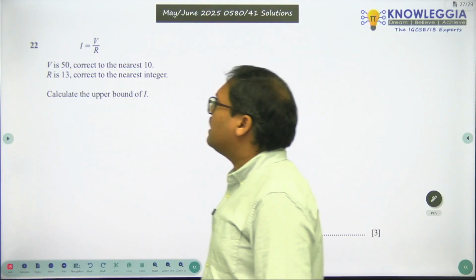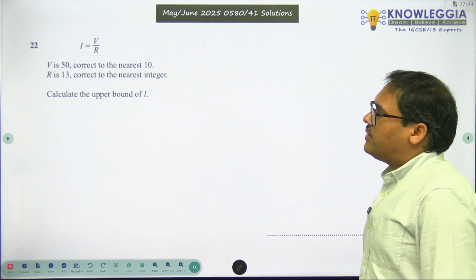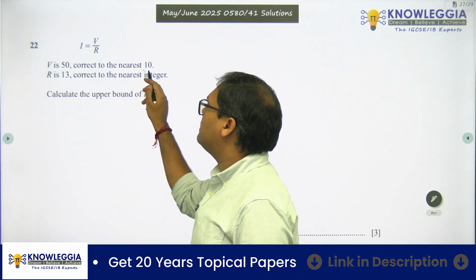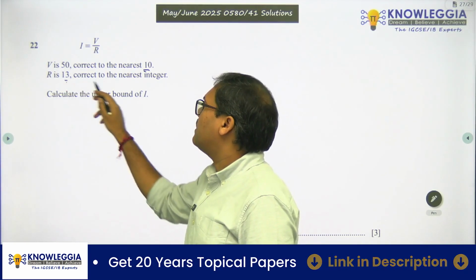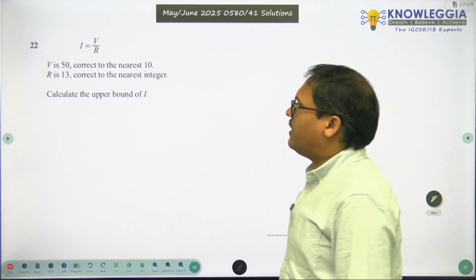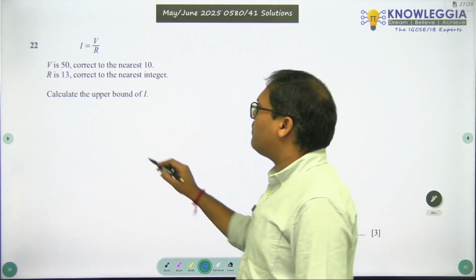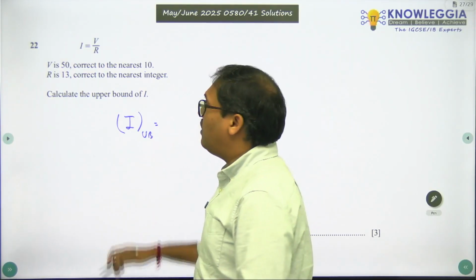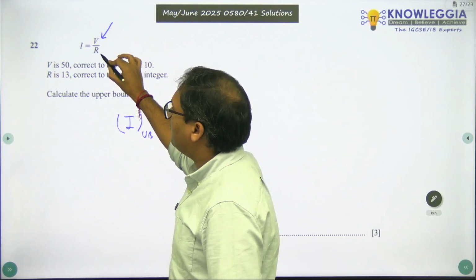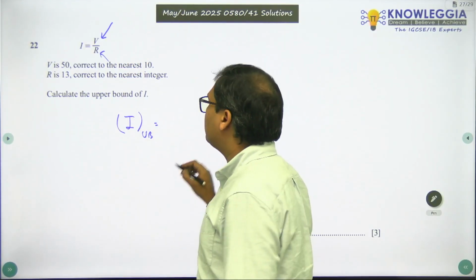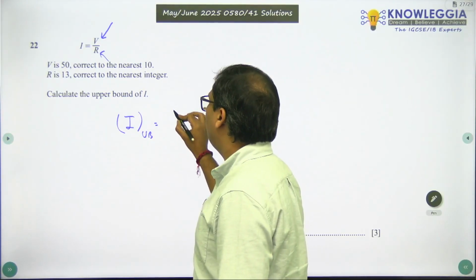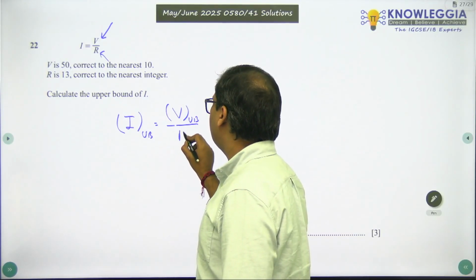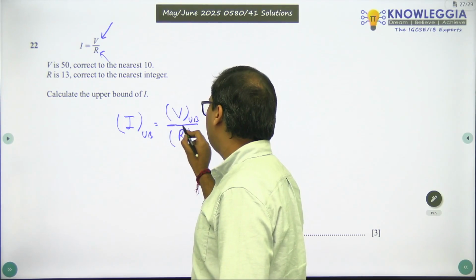And the last question of this paper is this. The question is, I is equal to V upon R. V is 50, correct to the nearest 10. And R is 13, correct to the nearest integer. Find the upper bound of I. If you have to find the upper bound of a fraction, we'll put the upper bound of the numerator and the lower bound of the denominator, so that it will increase. So this is the upper bound of V and the lower bound of R.